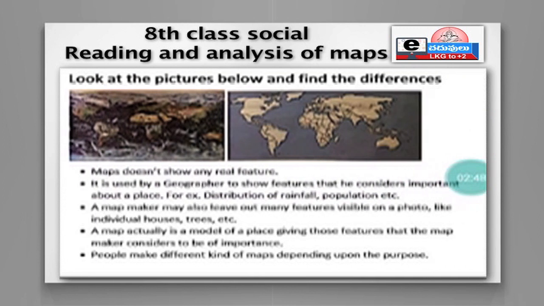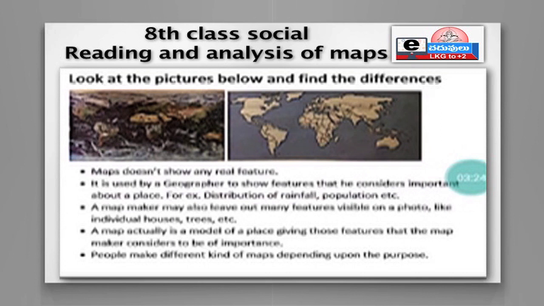Yes, children, here can you see two pictures. One is a photograph which is taken from the space, a photograph of the earth taken from the space. The other one is a map. Can you say the differences between this photo and the map? Photograph and the map. Maps don't show any real feature.